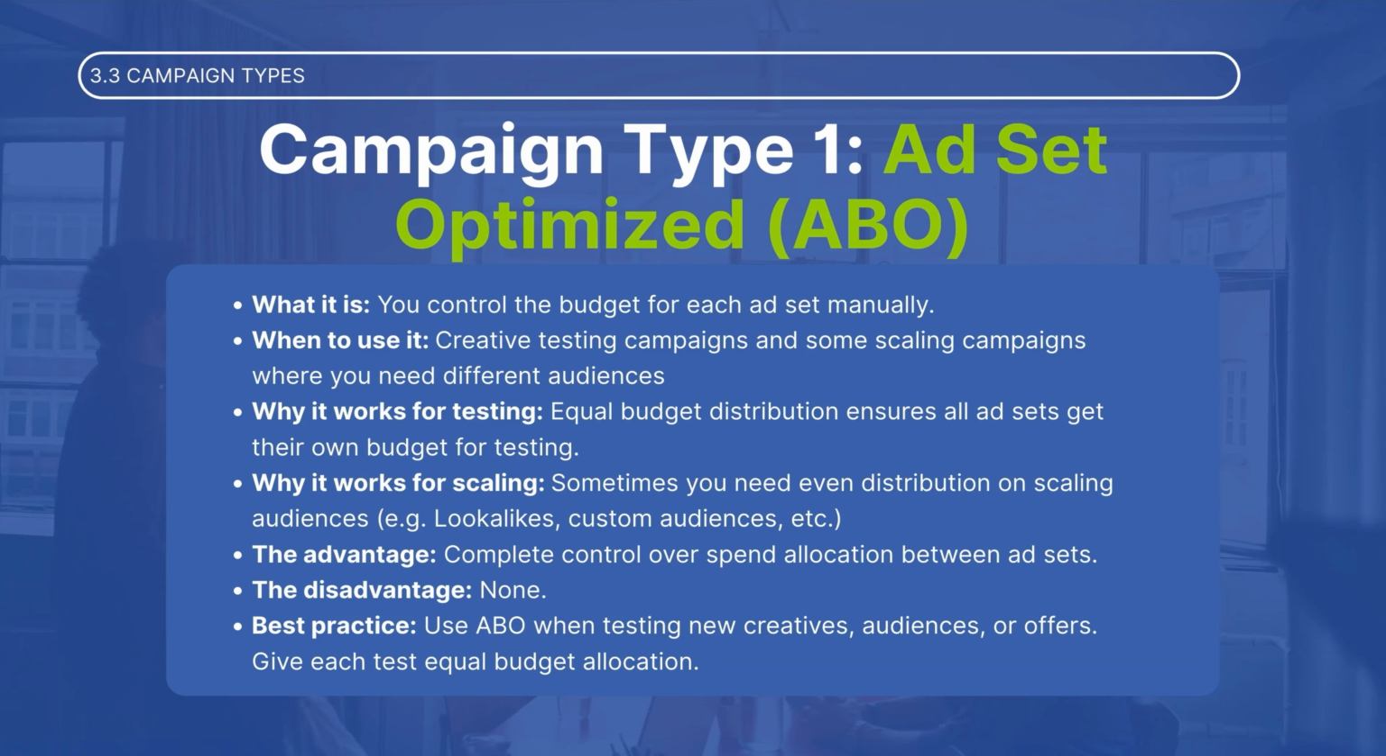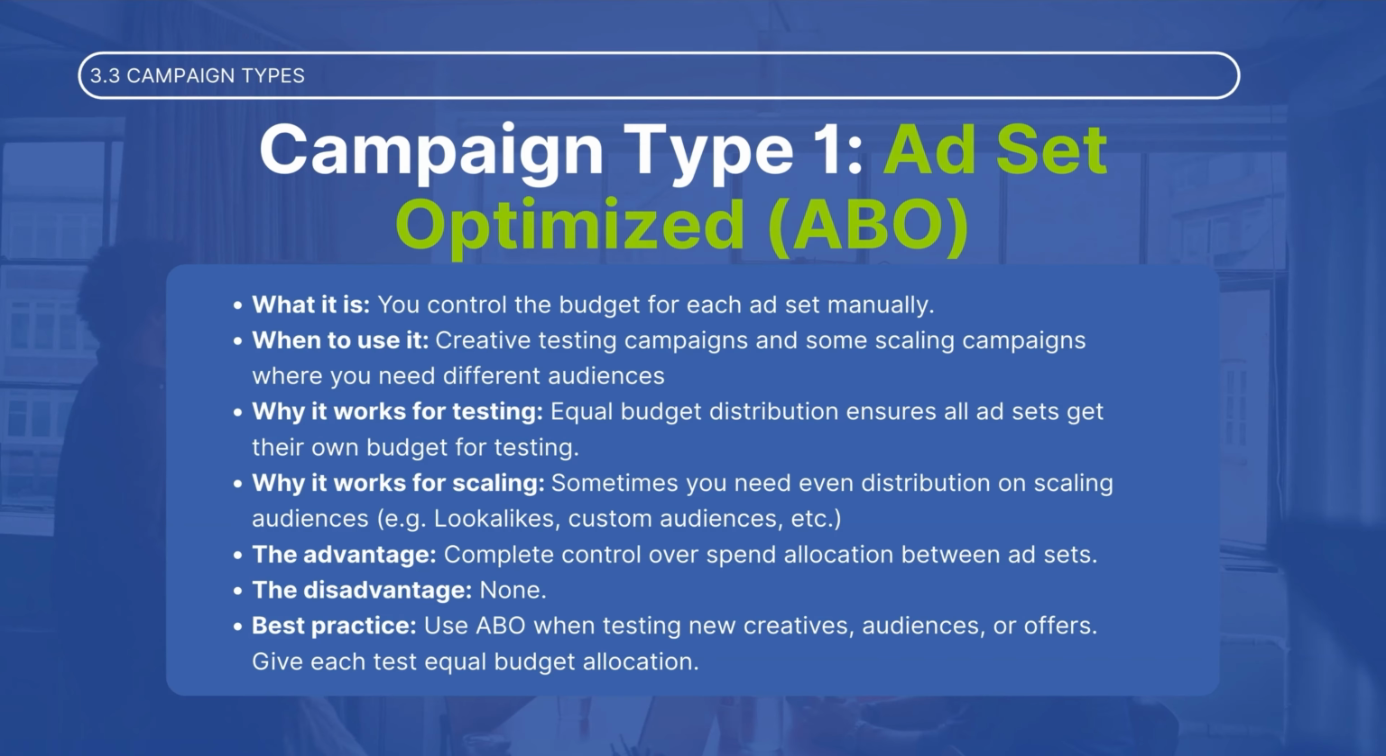Campaign Type 1, Ad Set Optimized, or ABO. What it is. You control the budget for each ad set manually. When to use it. You'll use these in creative testing campaigns and some scaling campaigns where you need different audiences. Why it works for testing. These campaigns have equal budget distribution, and that ensures all ad sets get their own testing budget.